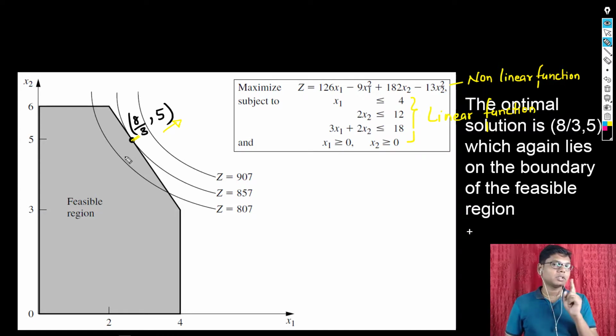In this problem only the objective function was nonlinear, but all the constraints are linear. Some problems may come where you will find that the objective function and constraints are both nonlinear. So in that problem a similar situation will be there. Next, one more example we see, and then we'll proceed.